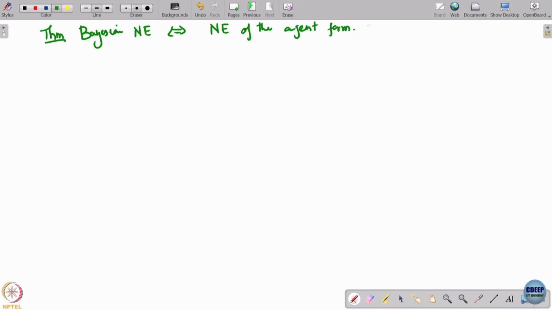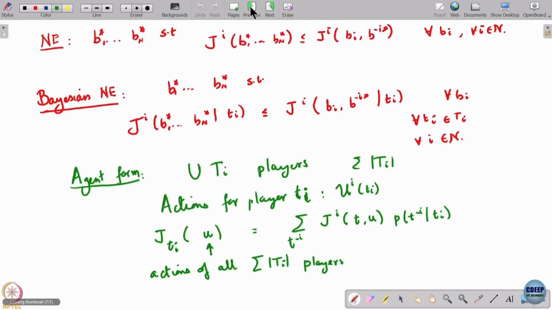Okay, so the Bayesian Nash equilibrium effectively, just as I said, it's as if there are summation Ti players here, because this is being written for every type of every player. So it effectively reduces to the Nash equilibrium of the agent form.